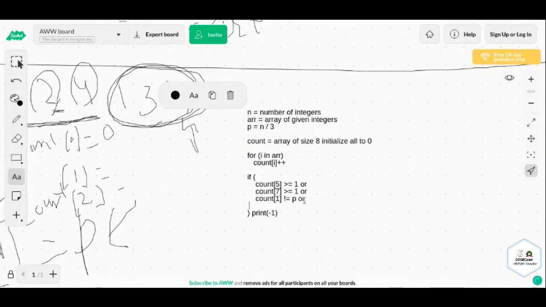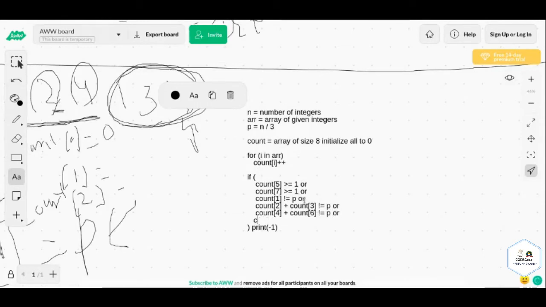Other conditions are what? Count of 2 plus count of 3 should be exactly equal to p, and if it is not p, then we will print minus 1. Otherwise, the other condition is count of 4 plus count of 6, sorry, 6. It must be equal to p, right? And if it is not p, then we will again say that the answer doesn't exist.